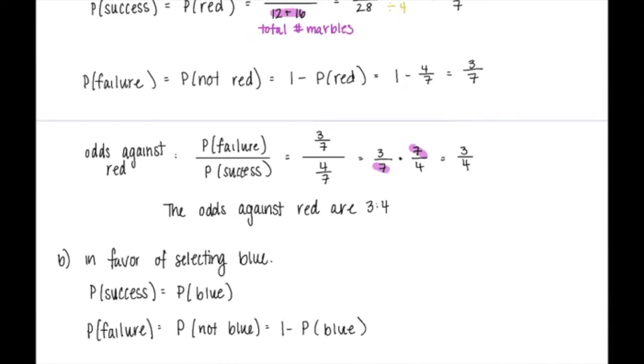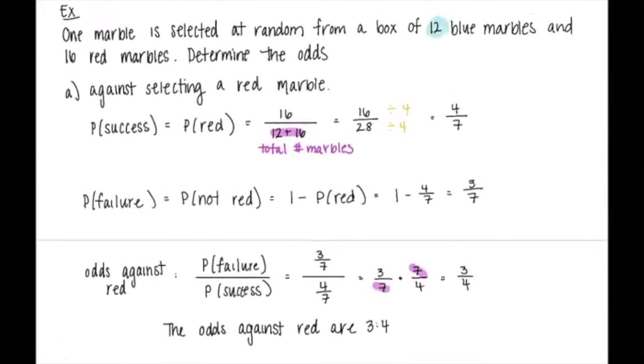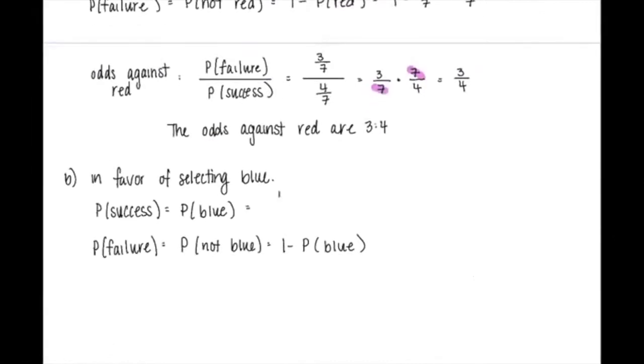So the probability of us drawing blue is 12 marbles out of a total 28 again. So our probability of success is 12 over 12 plus 16. So 12 over 28. And we can simplify this, divide top and bottom by 4. That is 3 over 7. Okay. So our probability of failure is 1 minus 3 over 7, which is 4 over 7. So again, add these two together, gives you 7 out of 7.